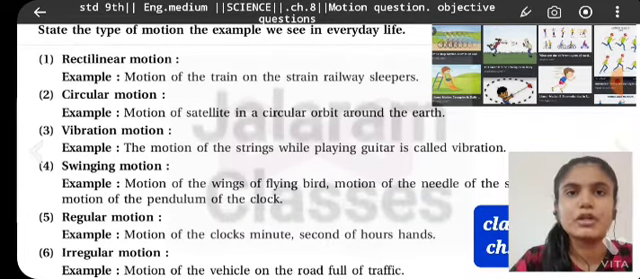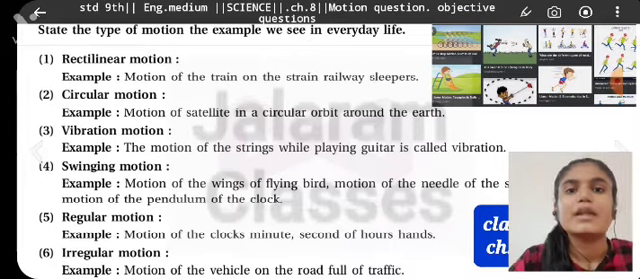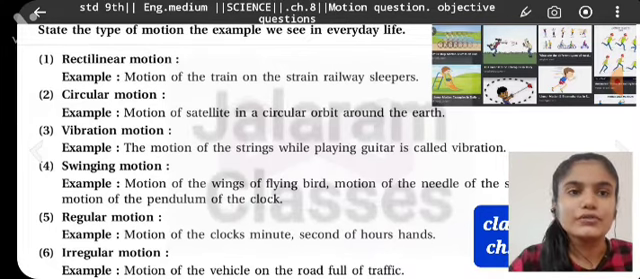Vibration motion, example, the motion of the strings while playing guitar is called vibration. Swinging motion, motion of the wings of flying bird, motion of the needle, motion of the pendulum of clock. Regular motion, motion of the clock's minute, second and hour hands. Irregular motion, motion of the vehicle on the road full of traffic.